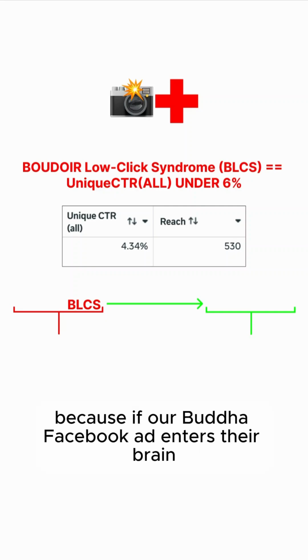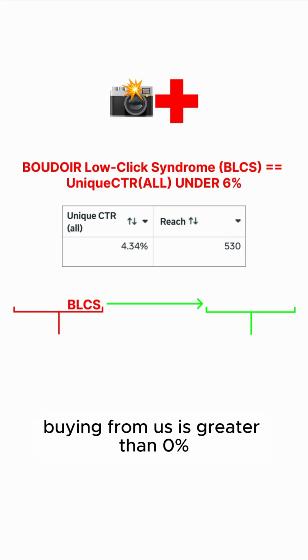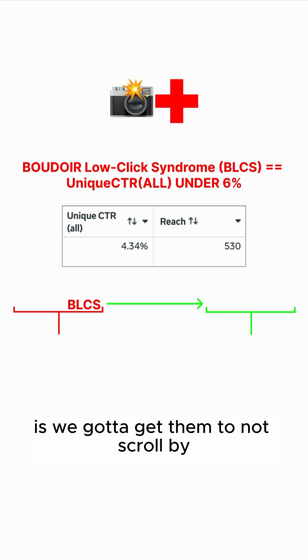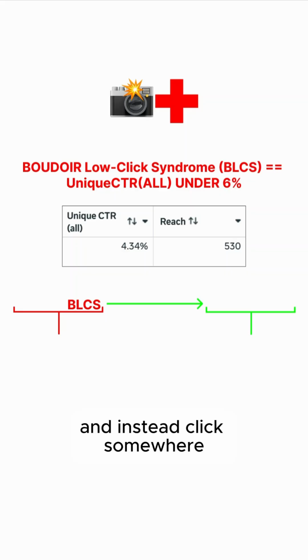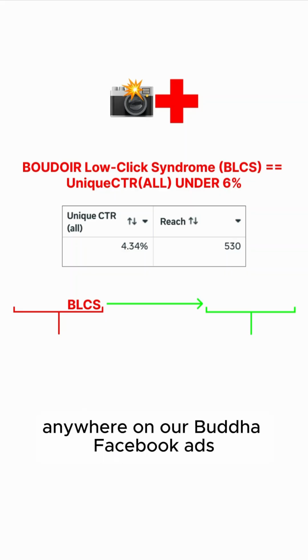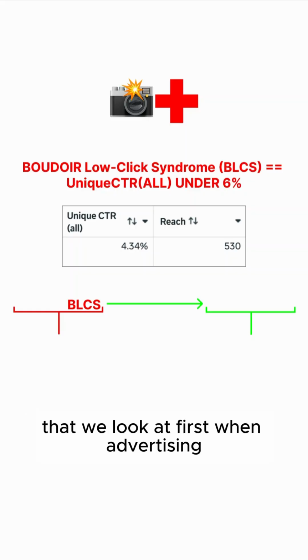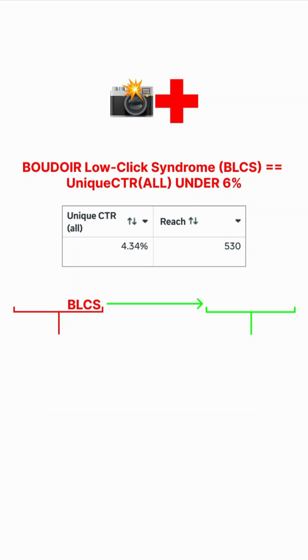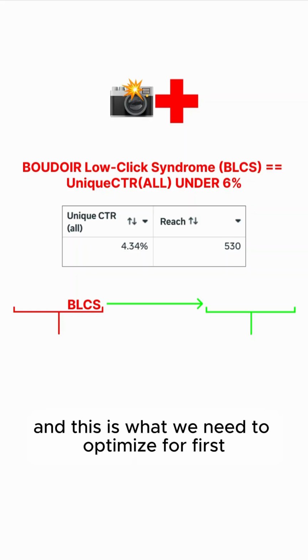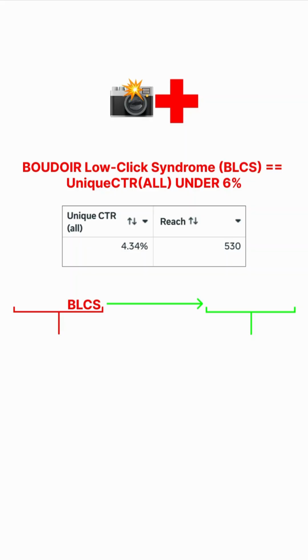And we care about that because if our Boudoir Facebook ad enters their brain, that's the only way the chance of them buying from us is greater than 0%. So the first thing we've got to do is get them to not scroll by and instead click somewhere, anywhere, on our Boudoir Facebook ad. This is the most important metric that we look at first when advertising, and this is what we need to optimize for first. It's kind of the highest leverage activity we can do for all of advertising.